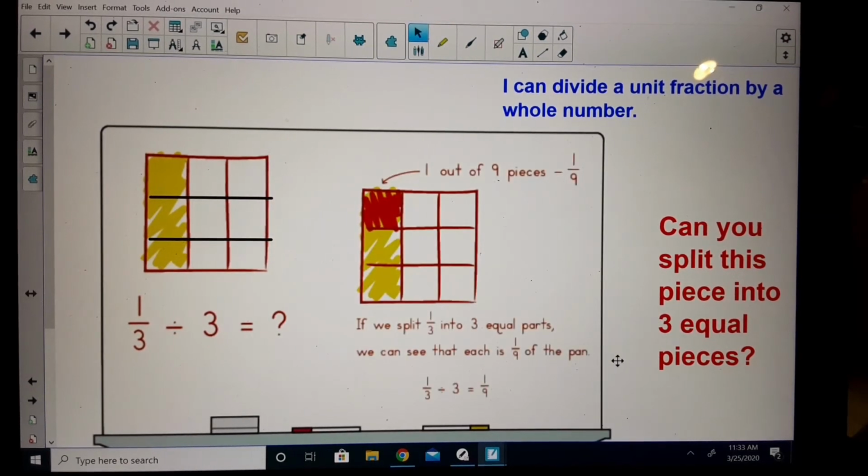It could also look like this. If we split the third into 3 parts, we can see that each part is 1/9 of the whole pan. So 1/3 divided by 3 is 1/9. Well, hopefully you noticed that we started with a fraction and ended with a fraction. But how did we get a 9th? We have a 3, we have a 3.